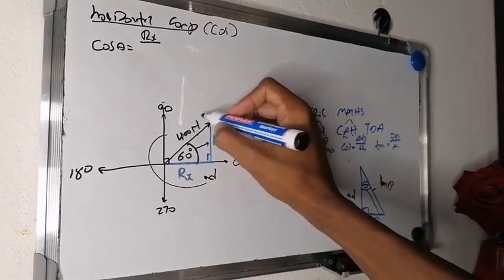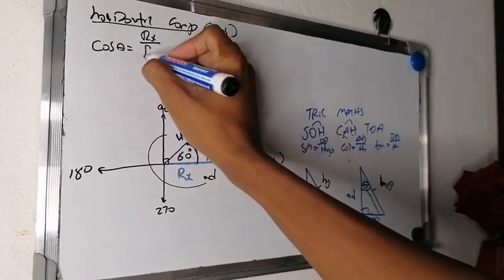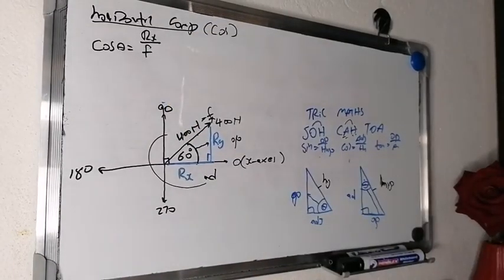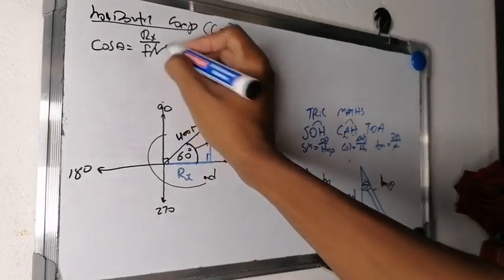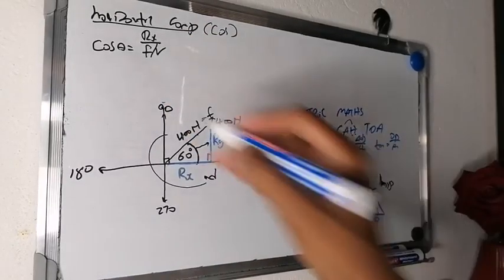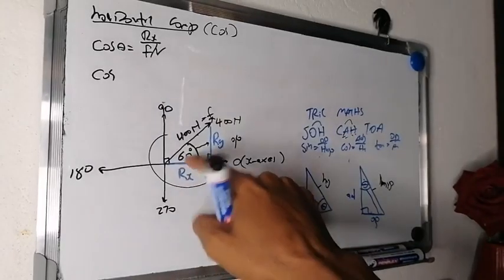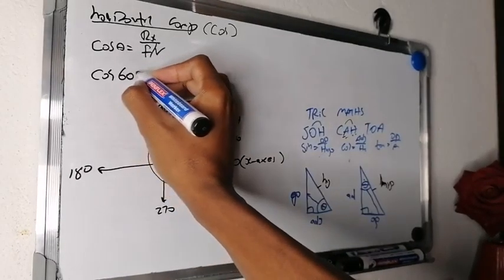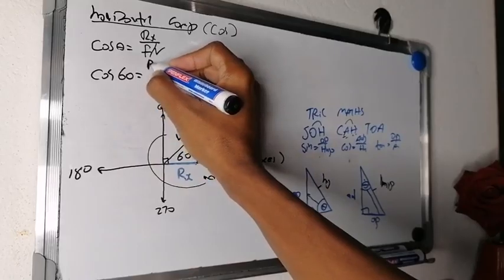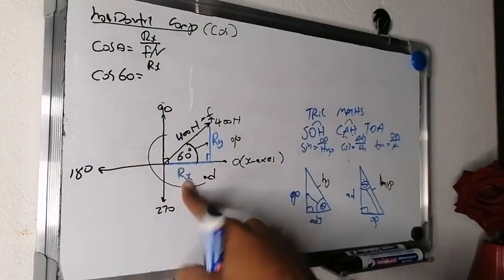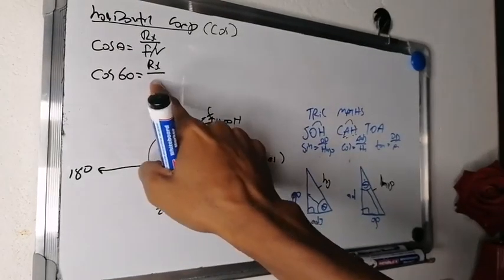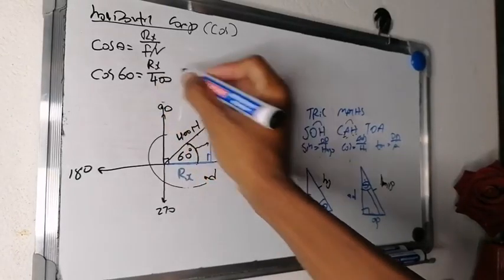It's a force, this one. So we are going to say a force or a vector. You can say a force or a vector, by the way. And then you keep going, you say cos theta. Theta is an angle, so you're going to use this angle. You have cos 60 equal to Rx, because you are looking for the horizontal component, divided by the force or the vector, which is 400.